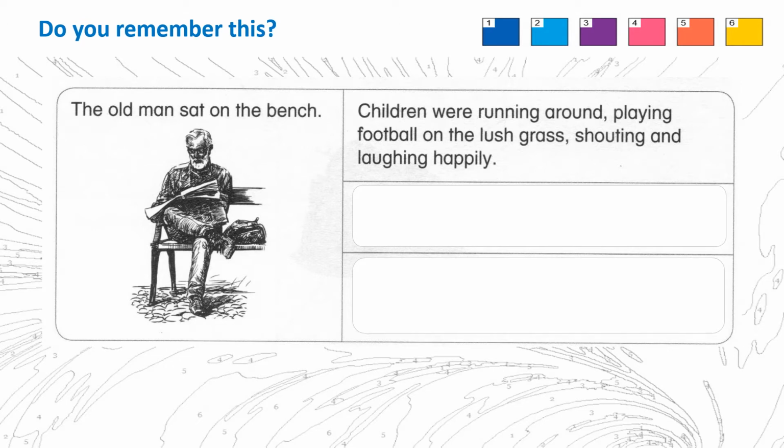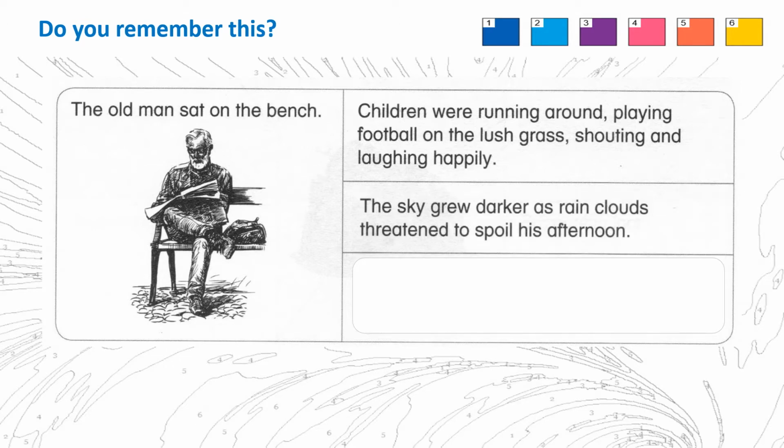Then there was the second one. The old man sat on the bench. The sky grew darker as rain clouds threatened to spoil his afternoon. This is a different atmosphere, and it created a kind of threat and a little bit of almost suspense of what's going to happen next. Will his day get spoiled or not?